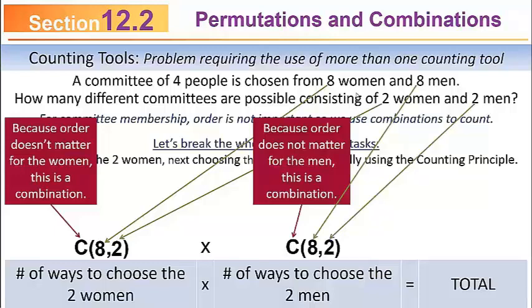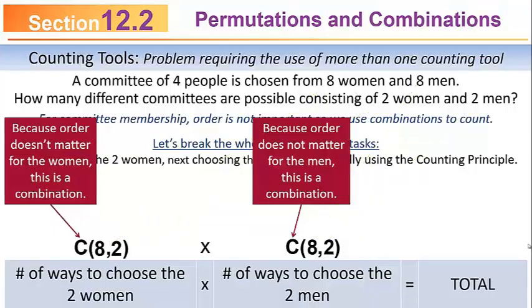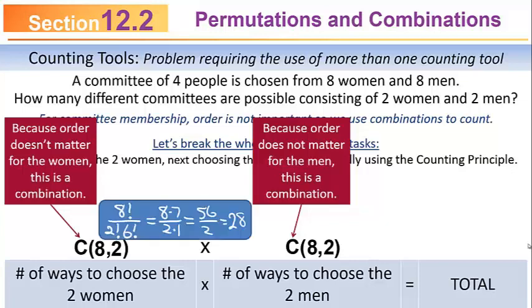So that would be the combination of 8 men taken 2 at a time, and the product of those 2 calculations gives you the total. And now we need to evaluate the combinations. Combination of 8 things taken 2 at a time using your formula. It's 8 factorial over the product of 2 factorial and 8 minus 2, which is 6 factorial.